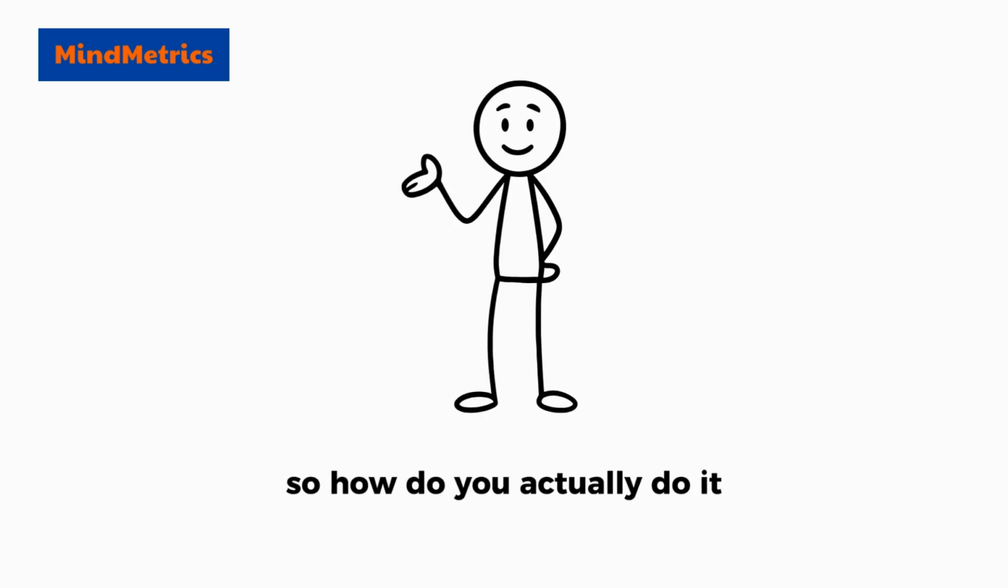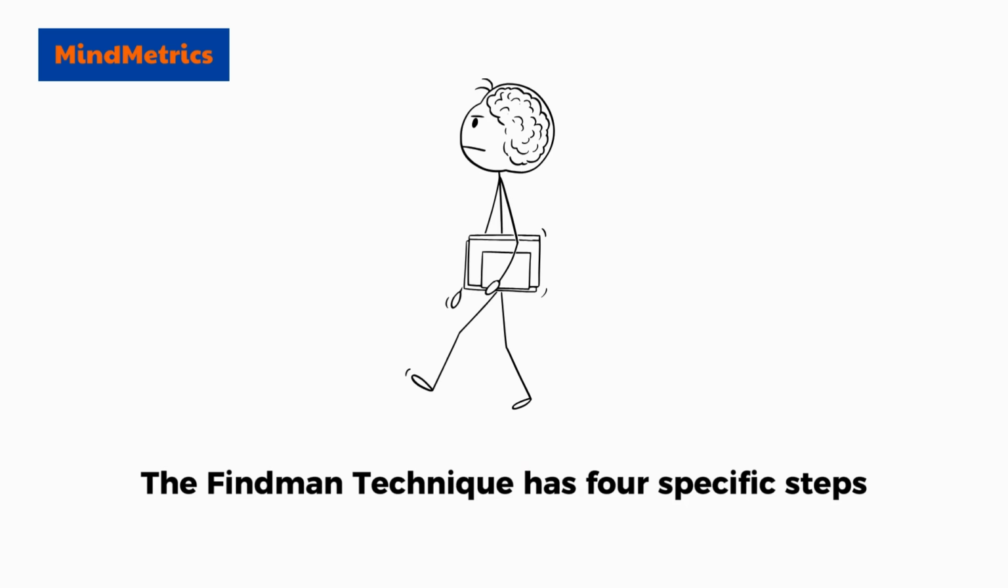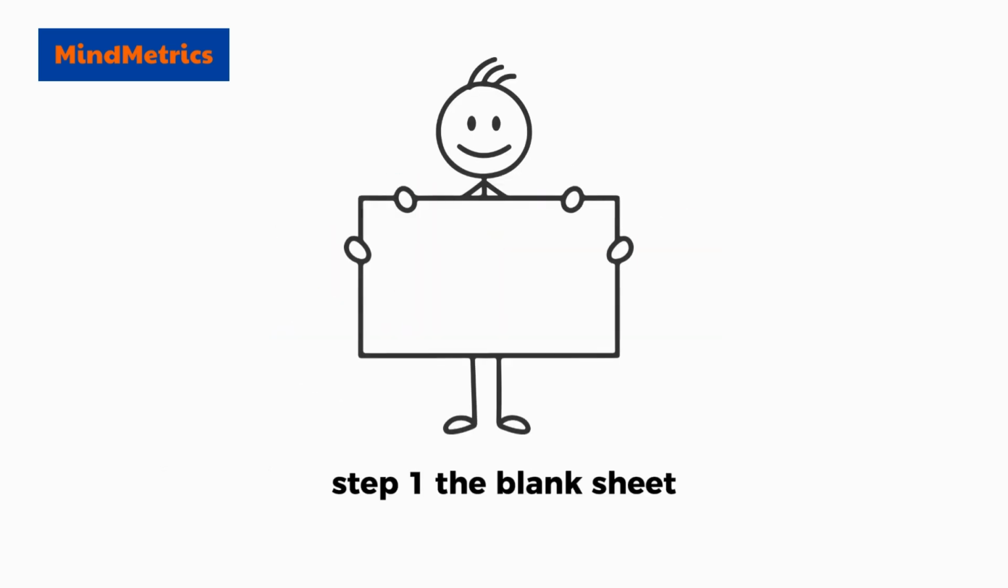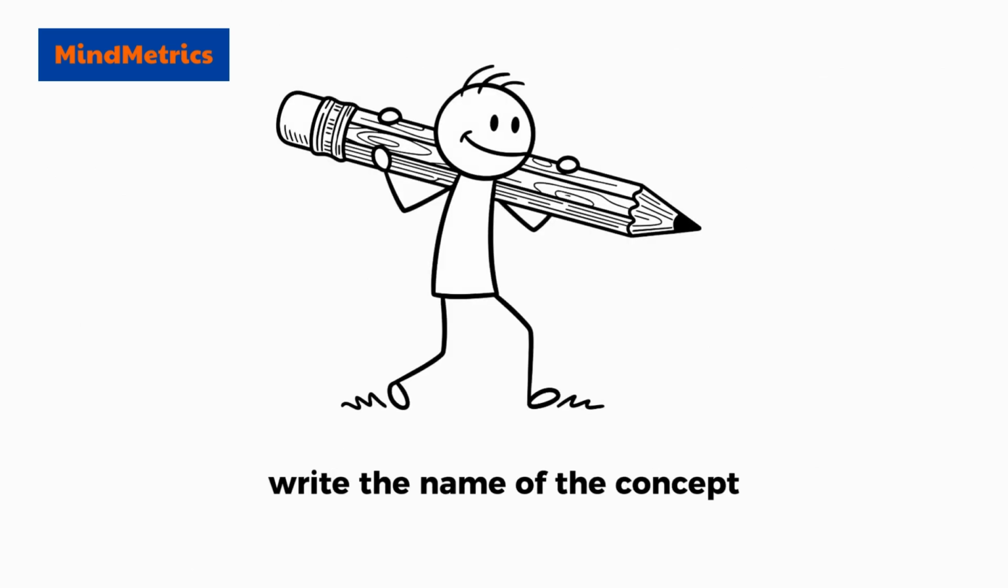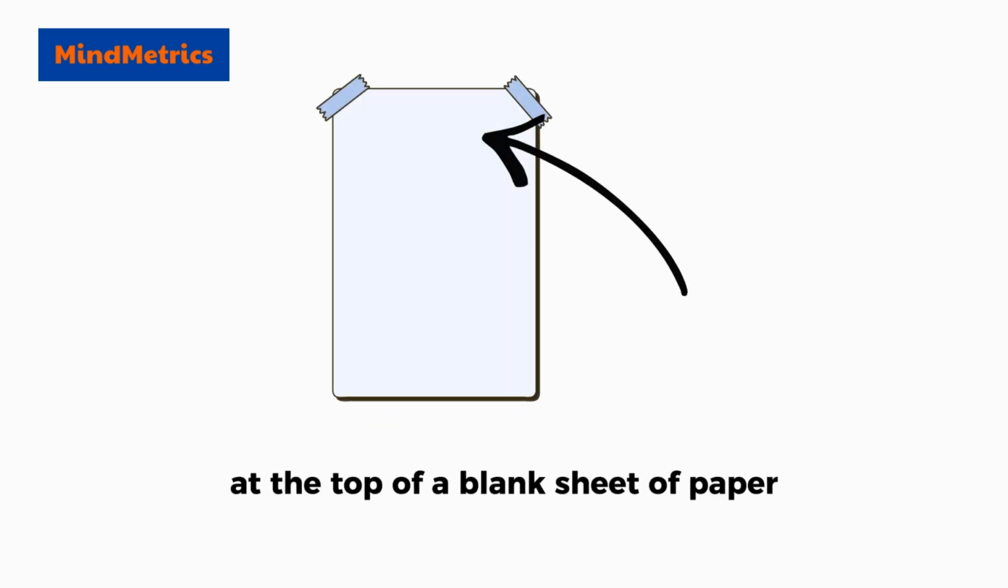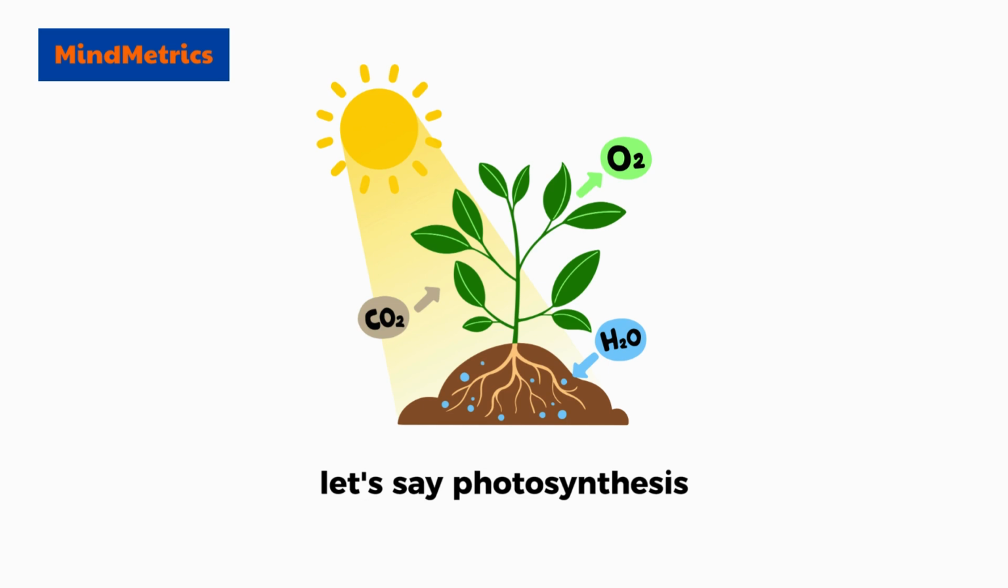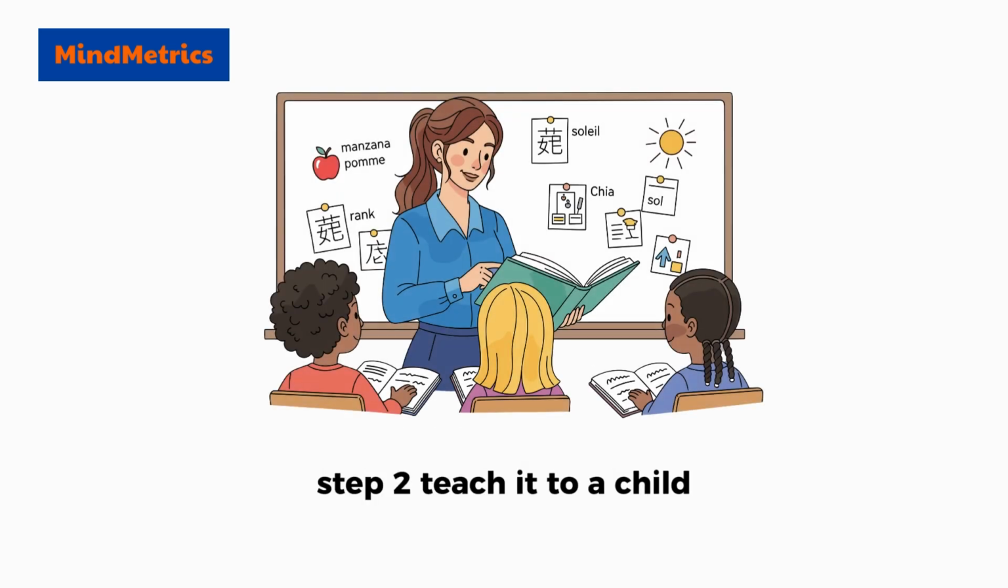So how do you actually do it? The Feynman technique has 4 specific steps. Step 1, the blank sheet. Pick a topic you want to learn. Write the name of the concept at the top of a blank sheet of paper. Let's say photosynthesis.